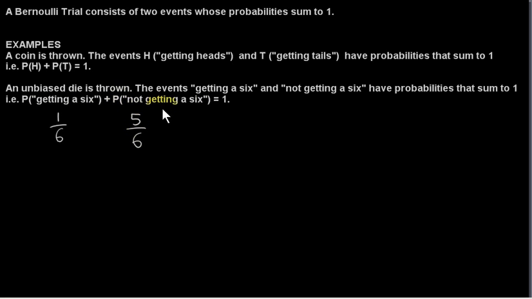There are 6 outcomes when we throw a die. And for an unbiased die, those 6 outcomes are equally likely. So the event not getting a 6 has 5 elements. So we put the number of elements in that event or set over the total number of outcomes, which is 6.